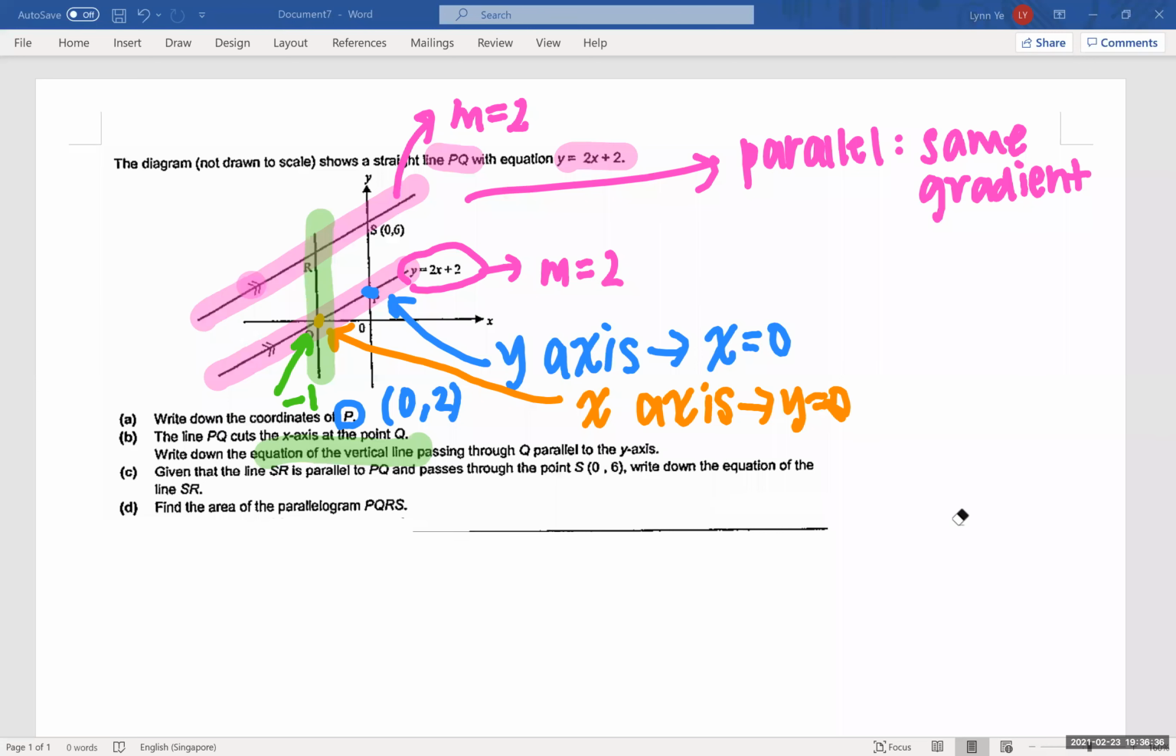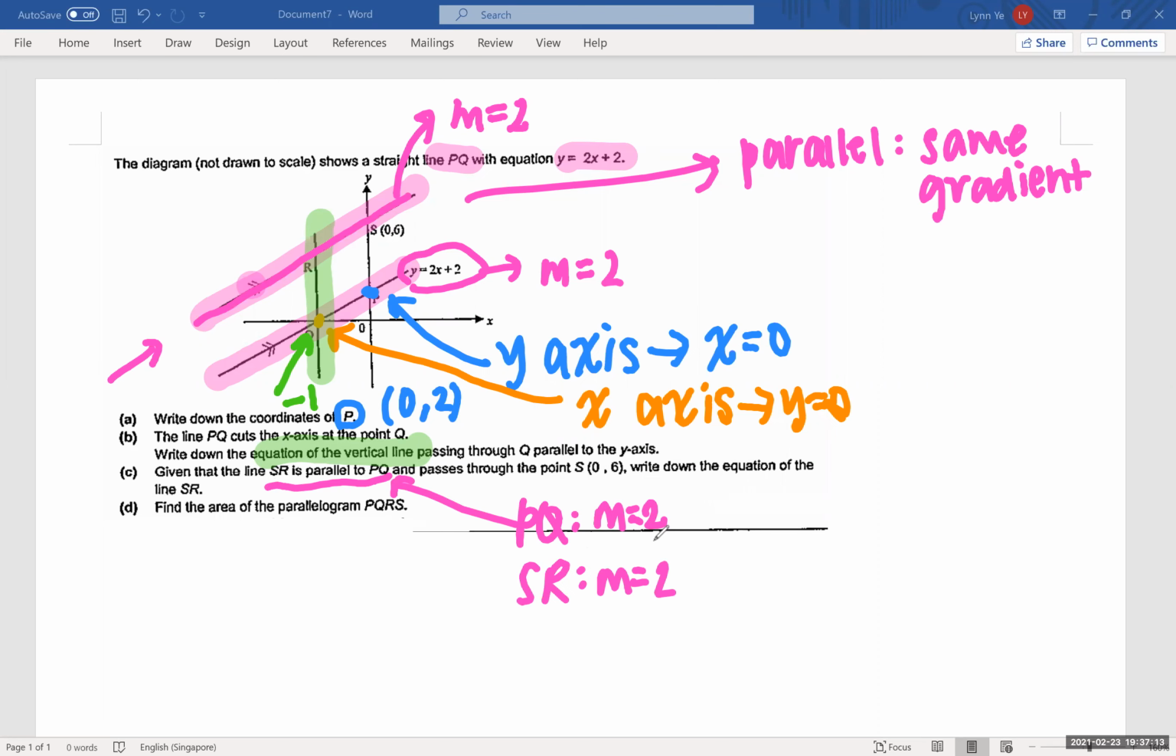All right, for the next question, which is the SR. So if we see the SR is the one that is highlighted in pink. So I rewrite again this one. This is your SR equation. So the SR is parallel to PQ. Okay, that means that I already know that my PQ has a gradient of 2. That means that I know that my SR also has a gradient of 2, right? And they say that SR passes through the point 0, 6.